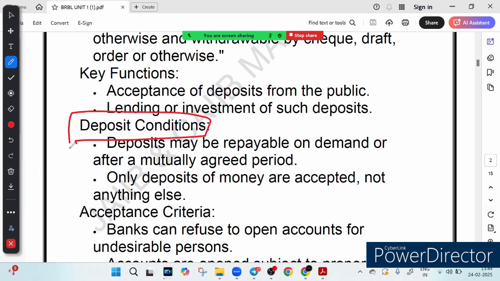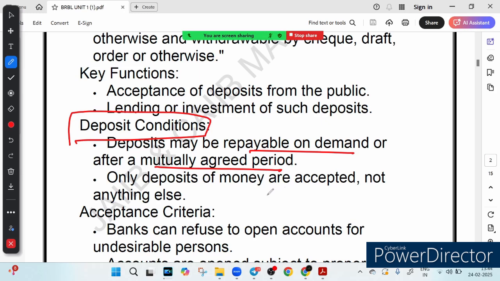Let's discuss it now. Friends, a deposit can either be refundable on demand or after an agreed time. So you might get your money back right away or after a set period, like a fixed deposit. But one thing is clear, banks only accept money, no jewelry, no land, just good cash. Right, so only deposits of money are accepted.